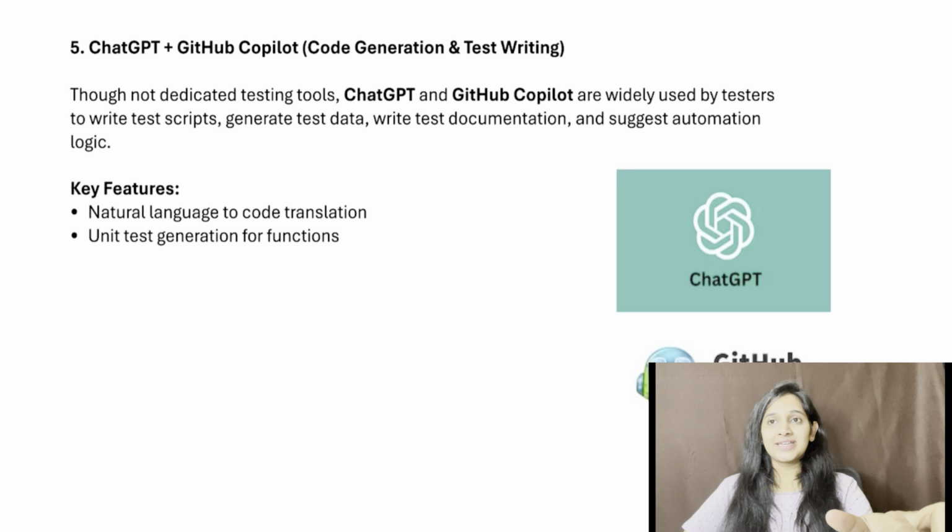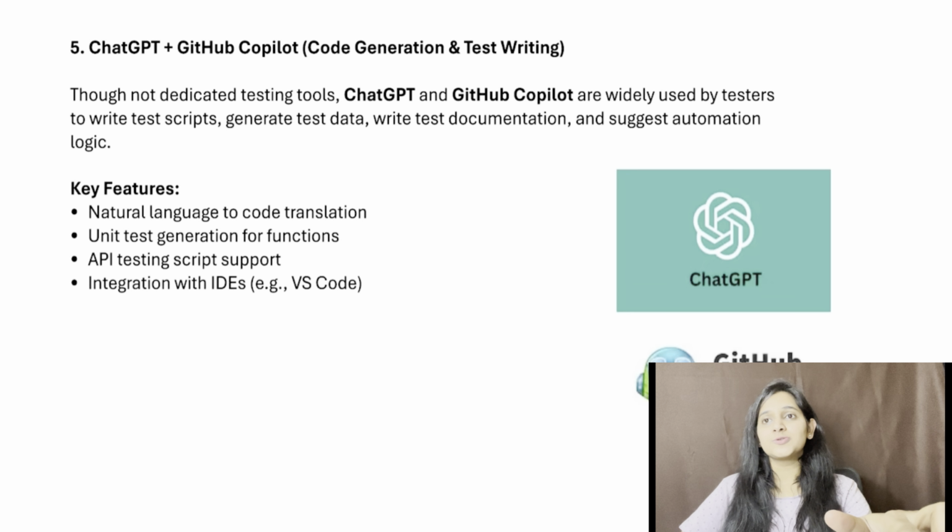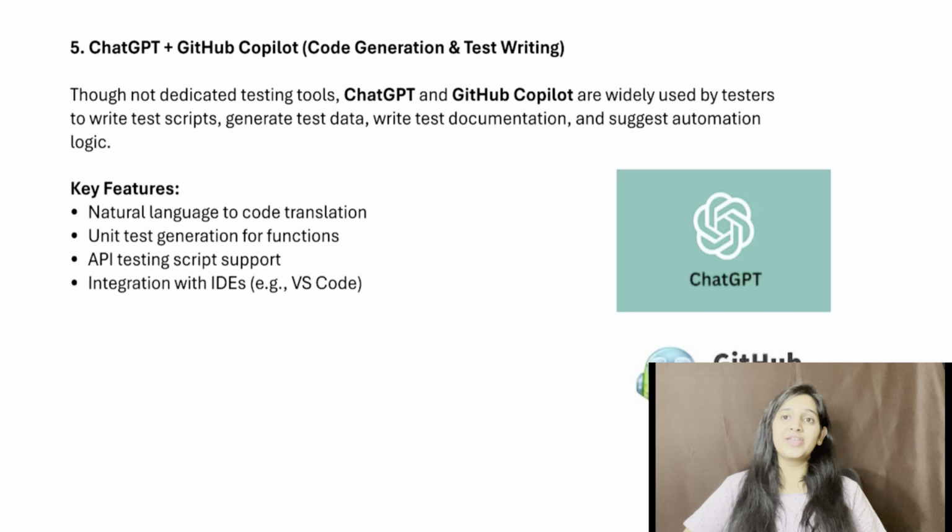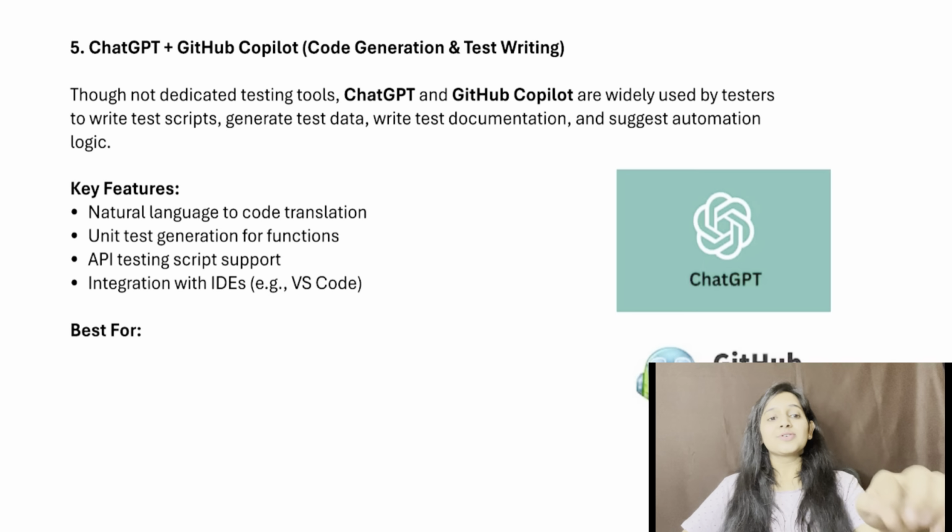Unit test generation for functions, it can even generate unit test cases as well. API testing script support, with the help of it you can even get the API testing script also. Integration with IDEs, you can integrate it with IDEs such as VS Code. Those are the major features of using GitHub and ChatGPT together.